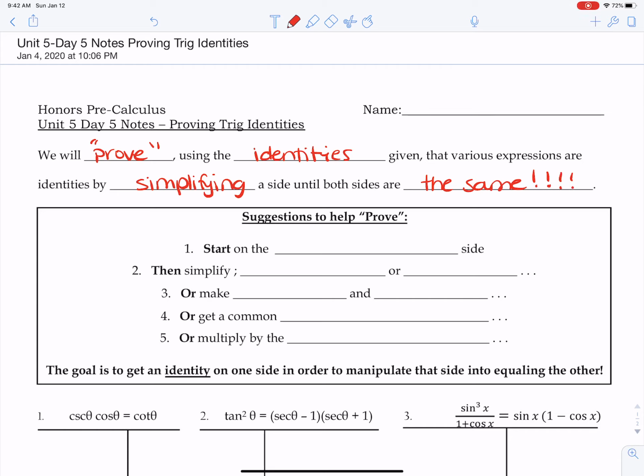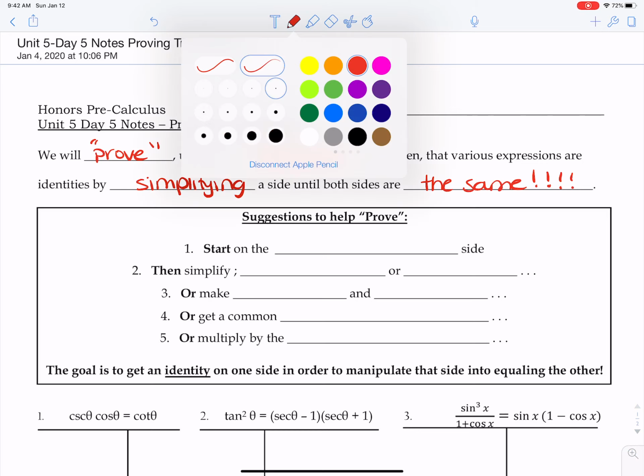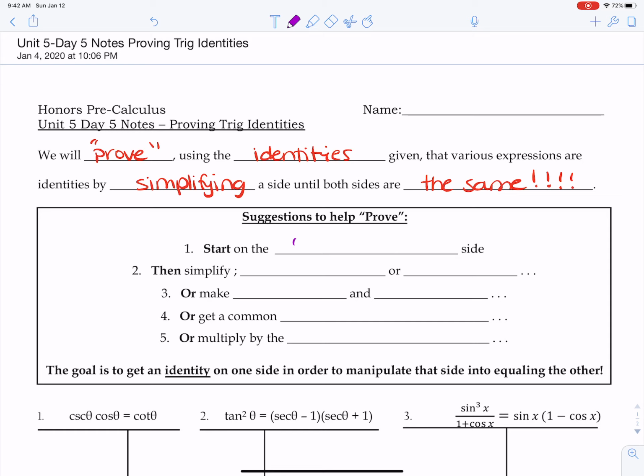There are some helpful tips on where I would suggest you start. So let's start on the complicated side. Complicated is just the side that looks like it has more, quote unquote, happening. It doesn't look simplified. It has more expressions or terms than the other side. Then you are going to simplify by distributing or multiplying. That depends on what's happening, and it doesn't necessarily have to happen next after you start with the complicated side. Sometimes you don't have to distribute.